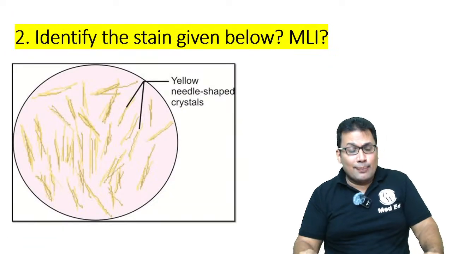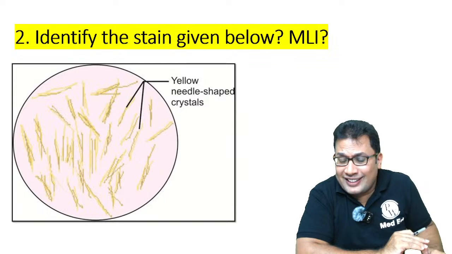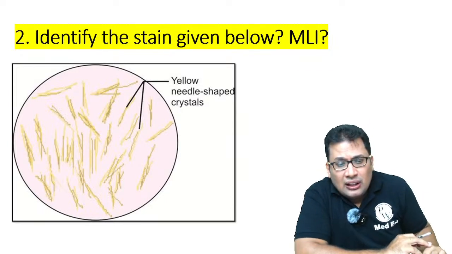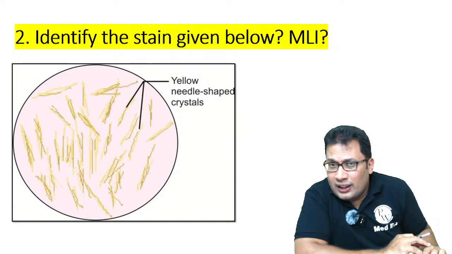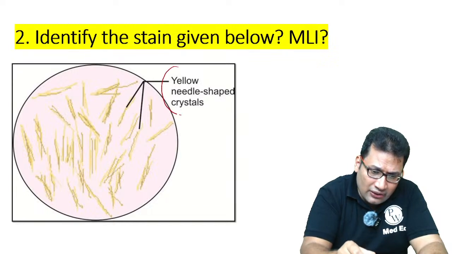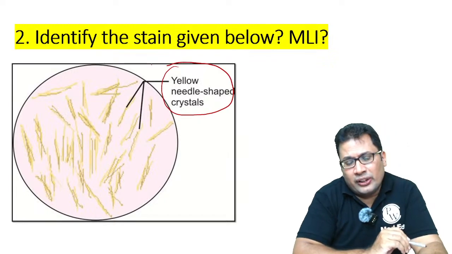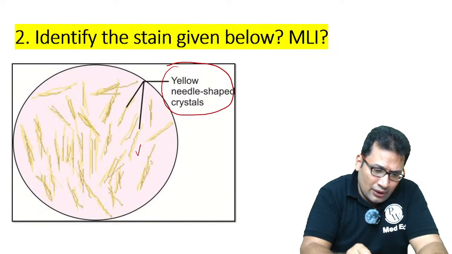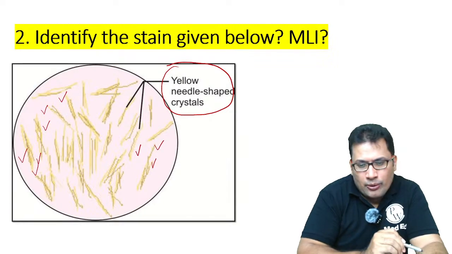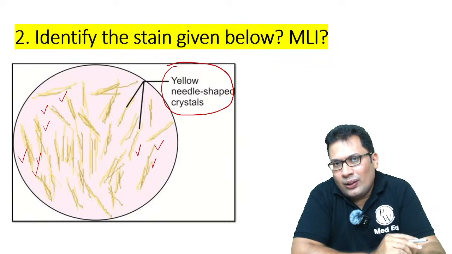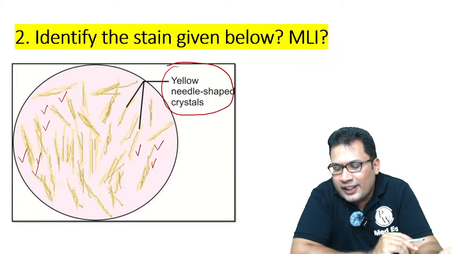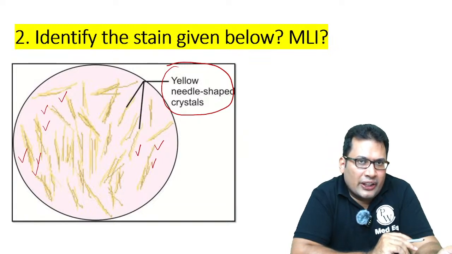Then in exam the question can be asked about the seminal stain. A photograph can be given: identify the stain given below and its medico-legal importance. So what we can see here, yellow needle shaped crystals. What is the test and what is the sample? This stain was found in a case of sexual assault. I am giving you a clue, sexual assault.